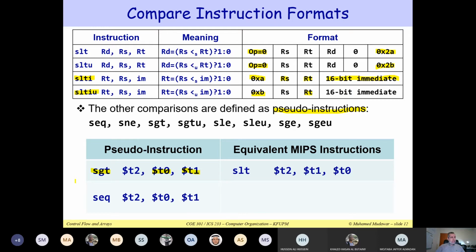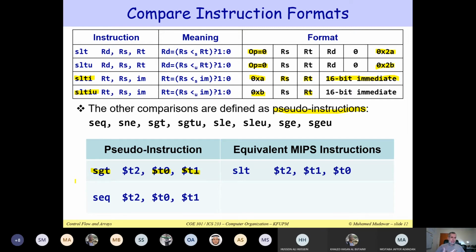So you see that small trick here: by changing the order of the registers, we can do set greater than without the need to define this as an additional instruction in the hardware. So it can be solved by software. The assembler can solve this problem without the need to introduce this extra instruction. This is really the idea of pseudo instructions.